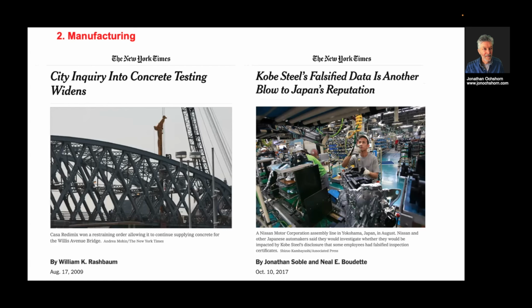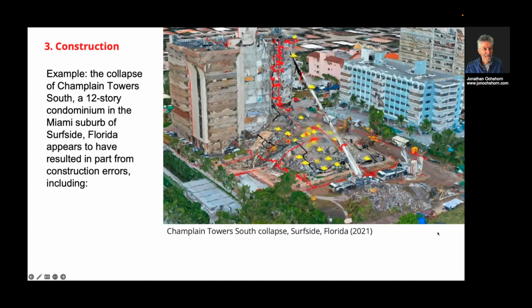And the same thing happened with Kobe Steel in Japan. They were fabricating data about the strength of the structural steel. The third one is construction. So even after design, after the manufacture, now you're actually putting the building together. And we were talking about the Milstein roof and why it still leaks. And I was speculating about how its construction could have led to certain problems with the leakage of the roof, as well as the design, the fact that it was not sloping enough.